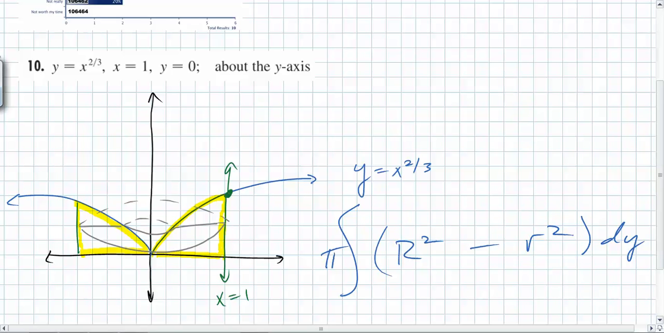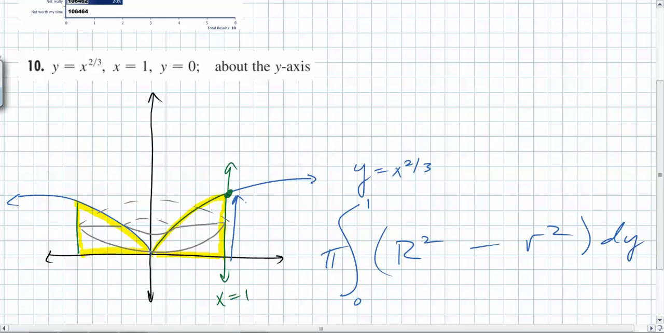And what's our lower limit of integration? 0, and it goes to 1, because we're going from 0 to 1. Wait, we're not going from... Oh, excuse me. Wrong arrow, sorry. So you're going from 0 to 1 like that. You're going from 0 to 1.